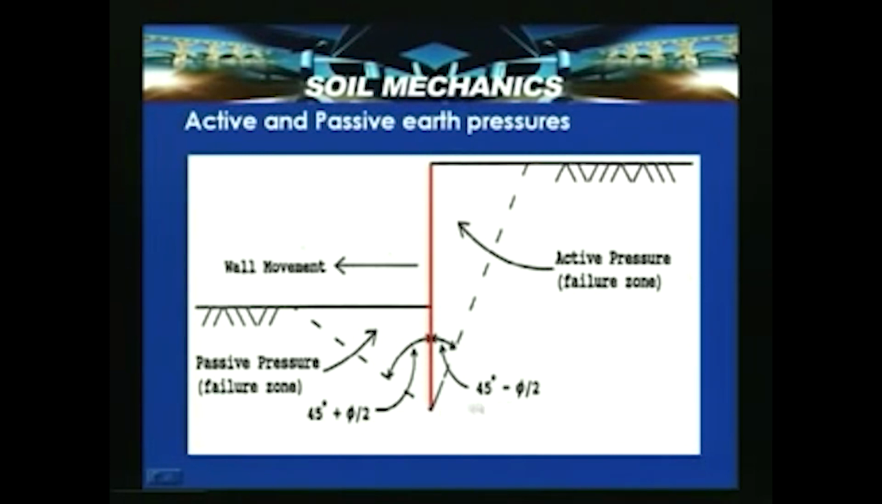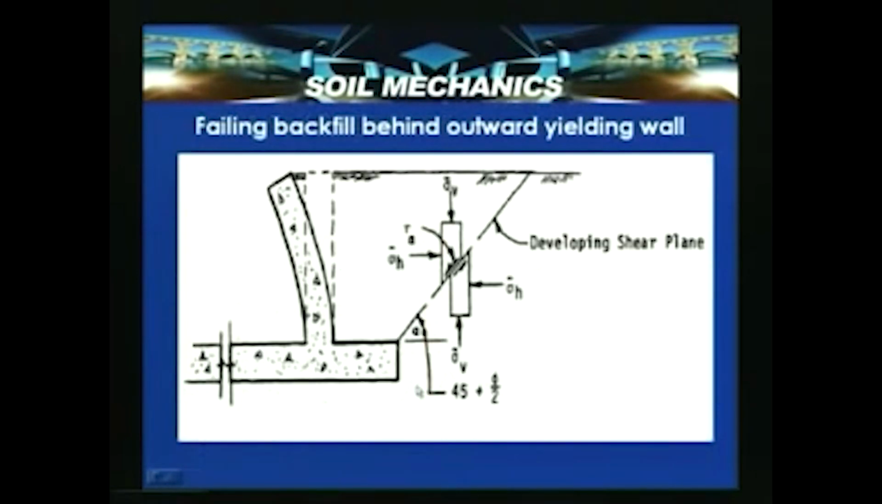So we said that 45 plus phi by 2 is the possible failure surface in the passive case. And we discussed a failing backfill behind an outward yielding wall. In this slide, a typical cross section where the wall is yielding away from the backfill soil is shown.